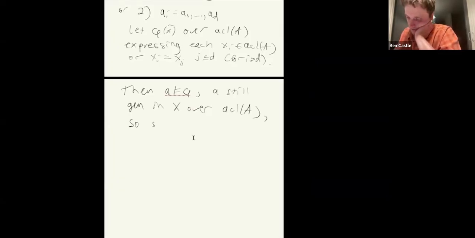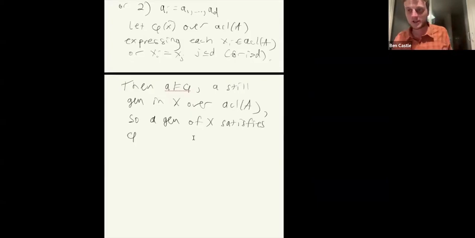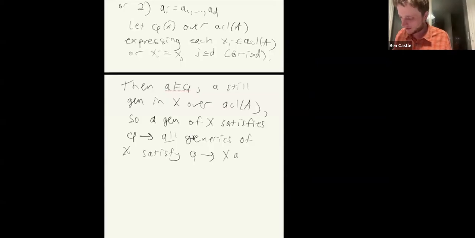So a generic of X satisfies phi. Well, X is stationary. So in fact, all the generics have the same type. Otherwise, you could break it into 2 generic pieces. So in fact, what this means is that all generics of X satisfy phi. And well, that means that X is almost contained in phi.